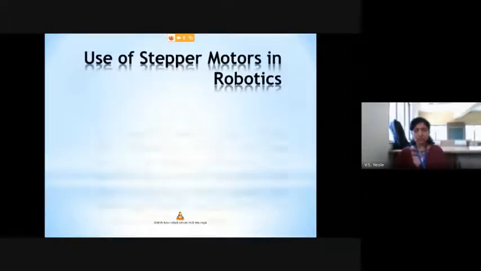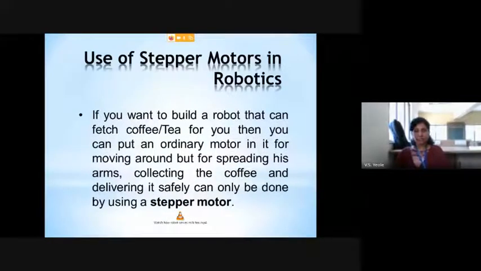Again, I will show you one video in which a stepper motor is used. Now, why is the stepper motor used? Because if we want to build a robot that can fetch coffee or tea, then you can put an ordinary motor in it for moving around. But for spreading its arms, collecting the coffee and delivering it safely, we have to use a stepper motor. So I will show you one video in which you will understand the working of a stepper motor.